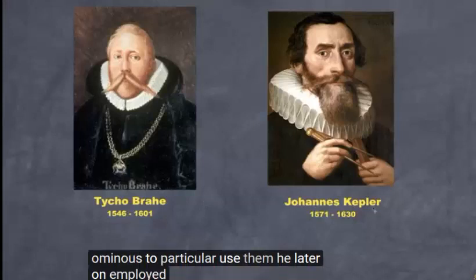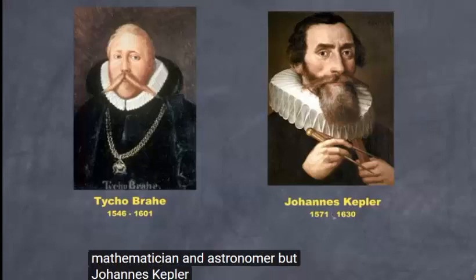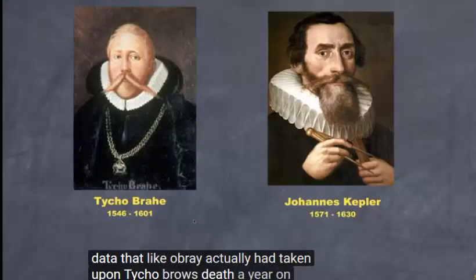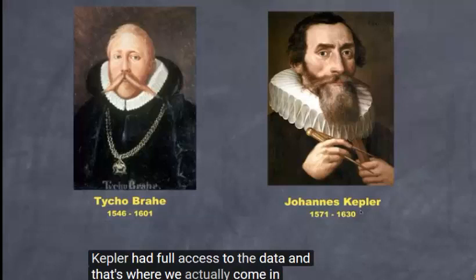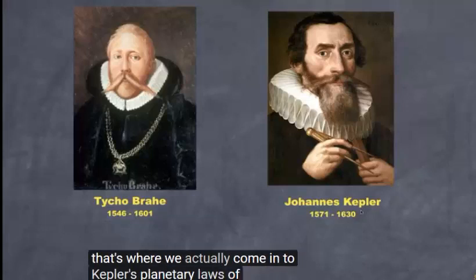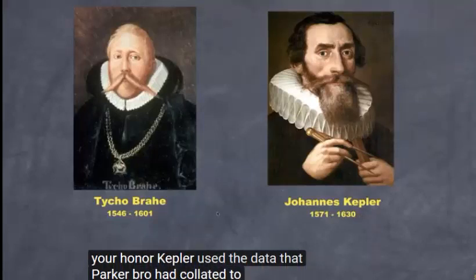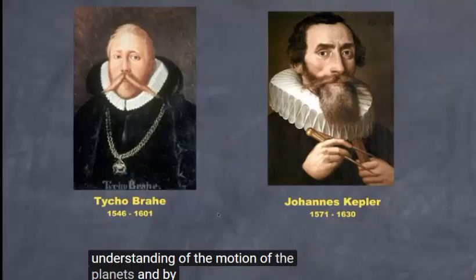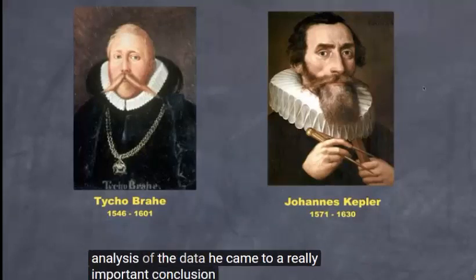He later employed Johannes Kepler, a well-known mathematician and astronomer, but Kepler wasn't privy to all the data that Tycho Brahe had taken. Upon Tycho Brahe's death, Johannes Kepler had full access to the data. And that's where we come into Kepler's planetary laws of motion. Kepler used the data that Tycho Brahe had collated to look at the motion of the planets, and by careful mathematical analysis of the data, he came to a really important conclusion.